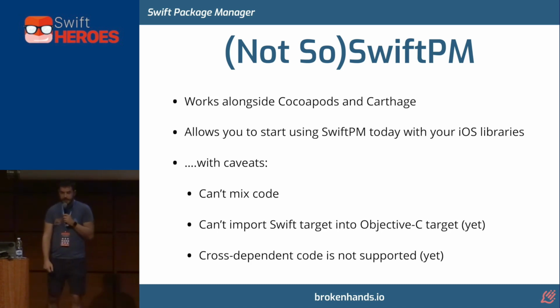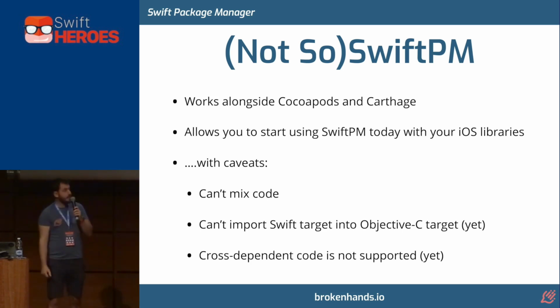There are some caveats with this. As I mentioned, you can't mix code, so you can't have Swift and Objective-C code like you currently can with, say, CocoaPods. You can't import Swift targets into an Objective-C Swift package yet. That's coming in Swift 5.2, apparently. And you can't have cross-dependent code. So an Objective-C module can't rely on a Swift module, and that Swift module can't rely on an Objective-C module yet. Again, that's coming in Swift 5.2 with some of the great new features in Swift Package Manager.